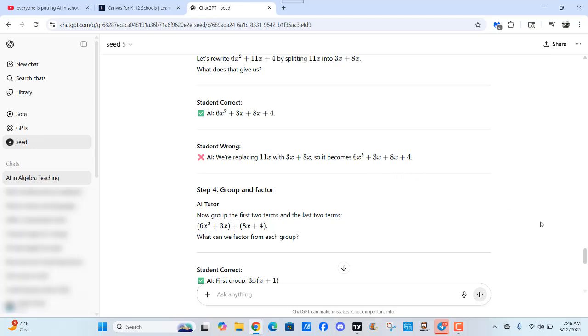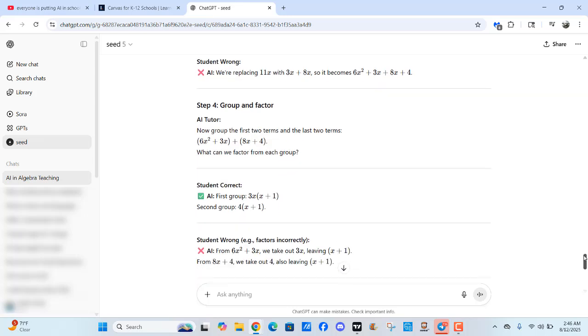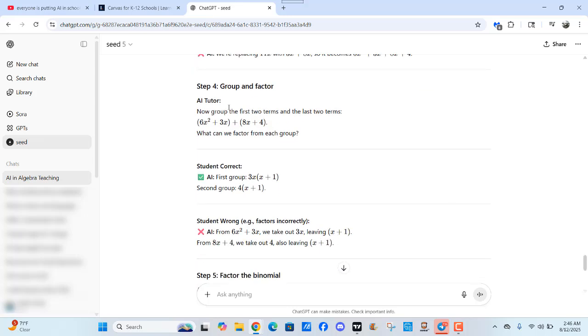Now let's see what it's going to do here. Step 4, group and factor. AI tutor: now group the first two terms and the last two terms. So we take the first two terms and place them in a group, and the second two terms in another group. What can we factor from these groups? Now, here's where the error comes in. Student correct, AI: first group, 3x times x plus 1. Second group, 4 times x plus 1. This is incorrect factoring on AI's part right here.